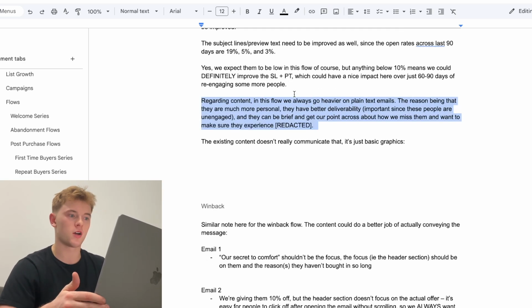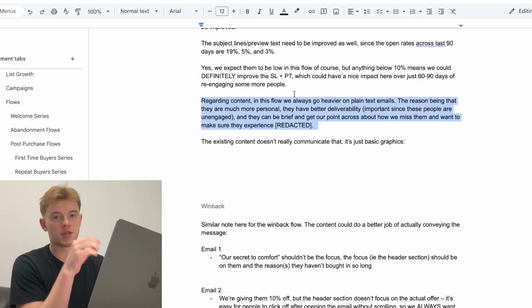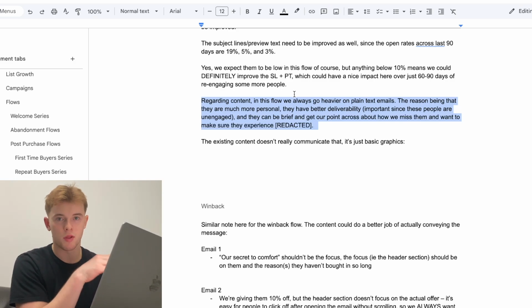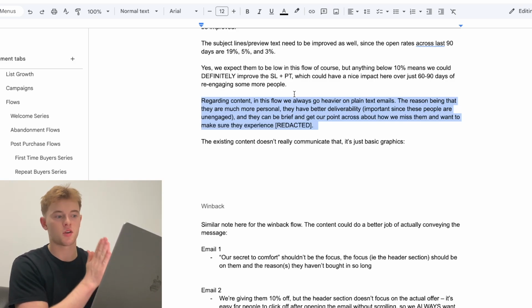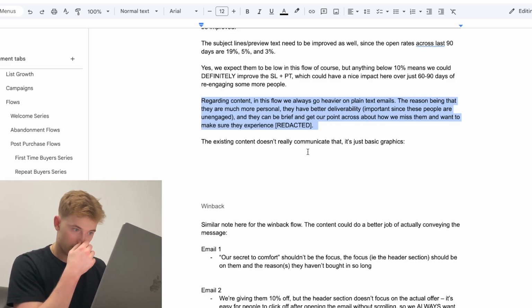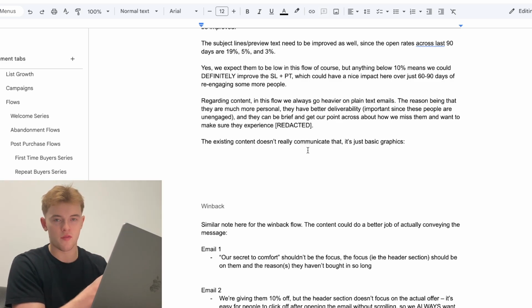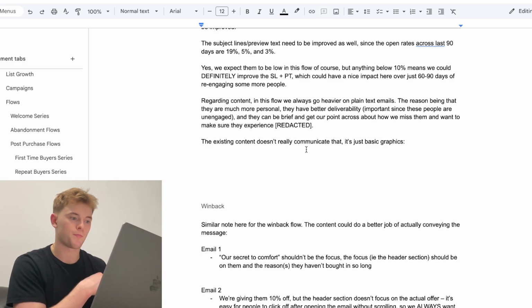And then regarding the content here, very rarely will we put a designed email in these re-engagement flows. It's almost always plain text, because plain text is going to deliver better, and it's also coming across as a very personal message from us to them. And they weren't doing that. They were all just basic design emails that weren't even focused on re-engaging the customer.